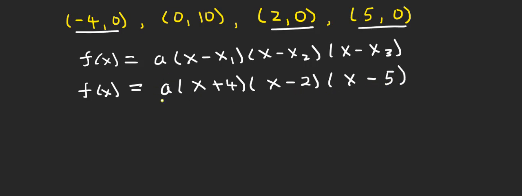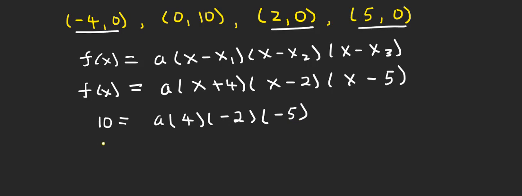Okay, we're almost done now. We need to find the value of a. In order to do that, we have to use the y-intercept. This means when y equals 10, remember, f of x is another notation for the value of y, then x equals 0. So 0 plus 4 is 4. 0 minus 2 is negative 2. 0 minus 5 is negative 5.